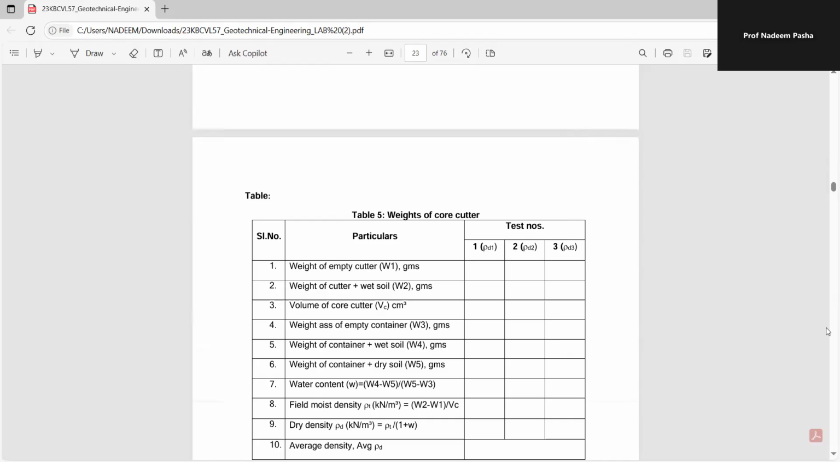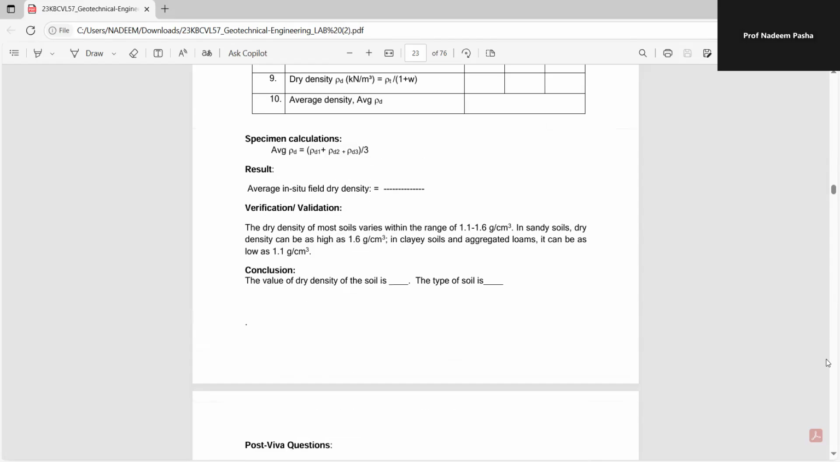So water content W is equal to W4 minus W5 divided by W5 minus W3. Field moist density rho equals W2 minus W1 divided by VC. Dry density rho D equals rho divided by 1 plus W. Average density, average rho D. Specimen calculation: average rho D equals rho D1 plus rho D2 plus rho D3 divided by 3. Average in-situ field density is this much.